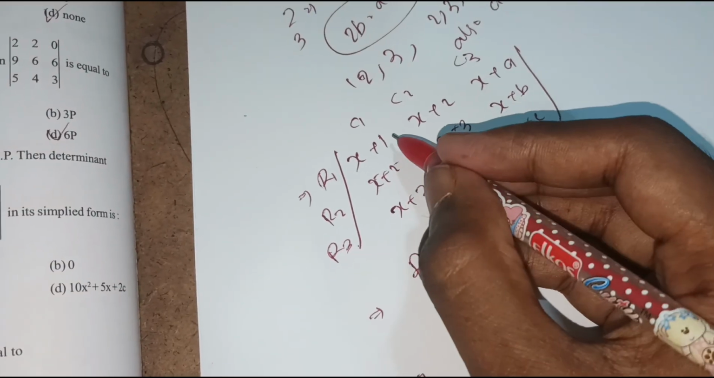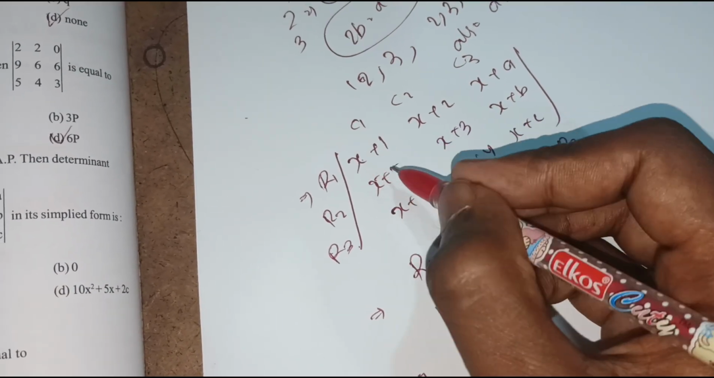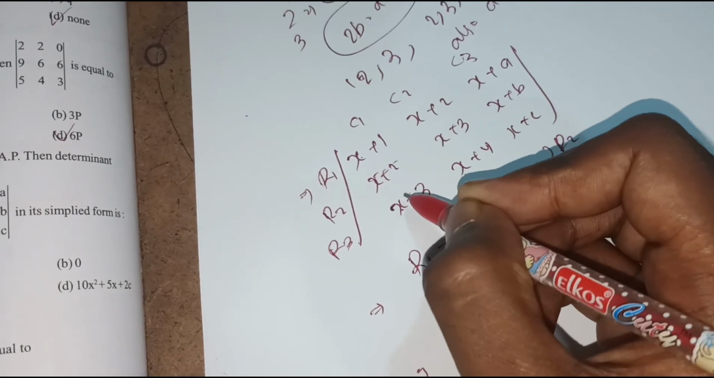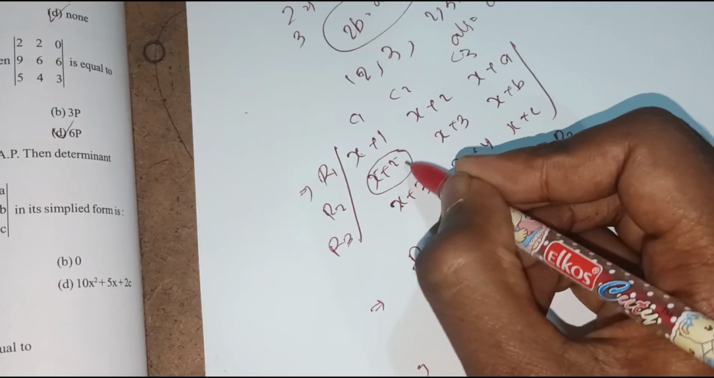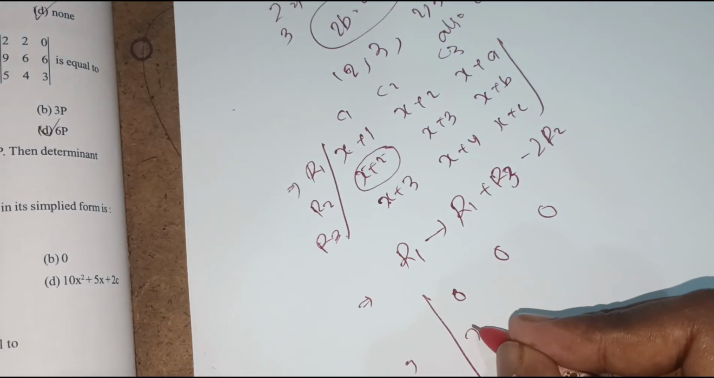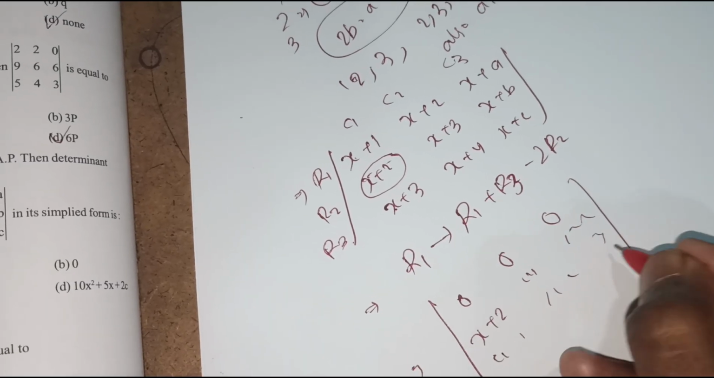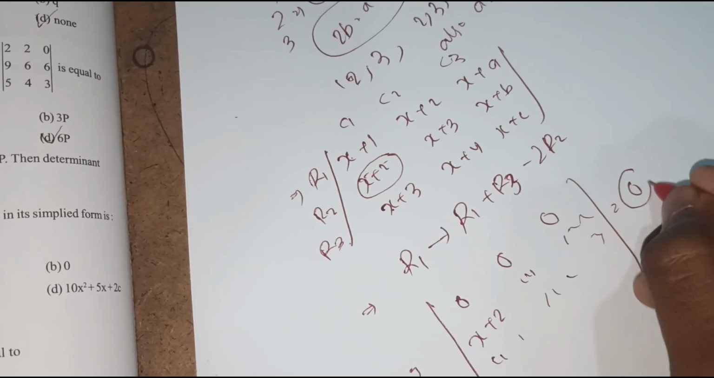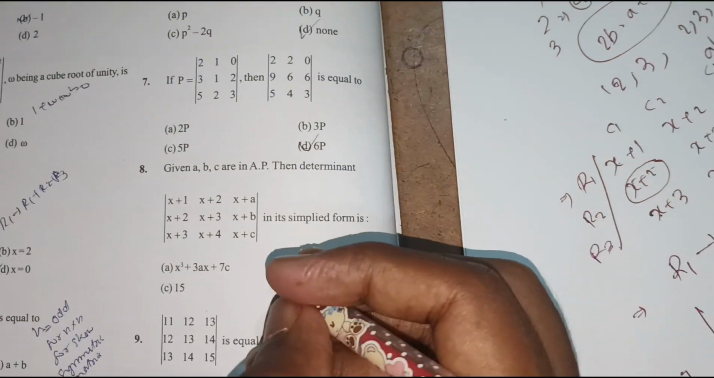How will it be? x plus x is 2x, 2x minus 2 into 2 into 2 is 4, 4 equal to 1 plus 3. So it will be 0, and x plus 2 will be as it is. So here I will represent it with a double dash. So it will be 0. So your option is B. B is the correct option.